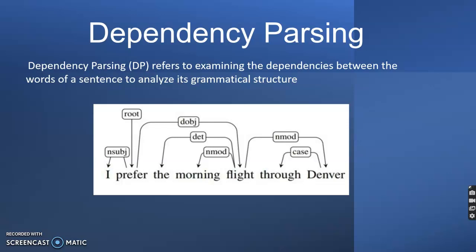There are various tags used to represent the relationship between the two words in a sentence. For example, here you can see the root word prefer. So prefer what? Prefer flight. So the morning is related to flight. Then you can see multiple relationships here in the given example.